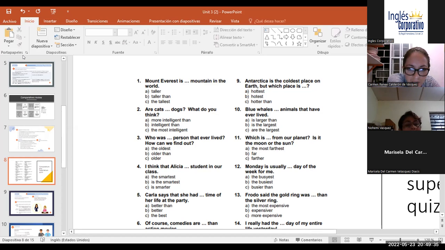¿Qué quiere decir el verbo? Yo creo que Alicia. Ahorita buscamos. Smart es inteligente. Más inteligente. Is the smartest sería, ¿verdad? Porque debe llevar el verbo to be. Sí. La letra B. Y le agregan ese T. Smart. The smartest. Little B.